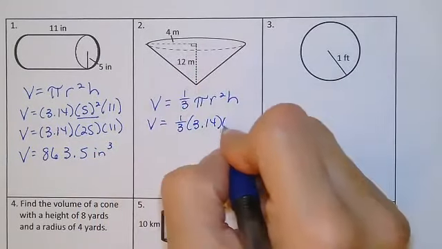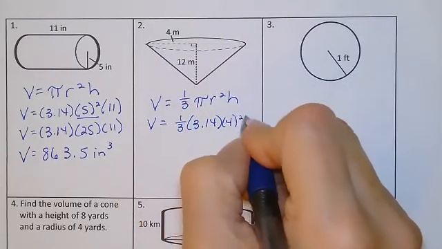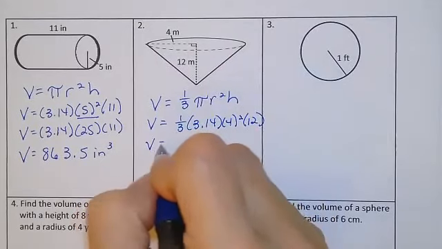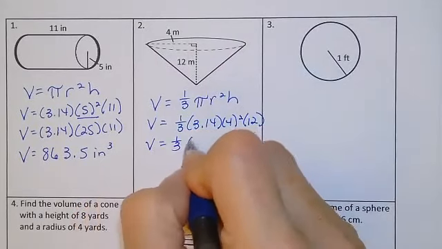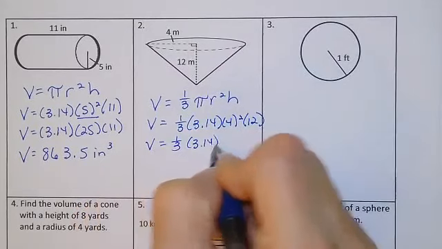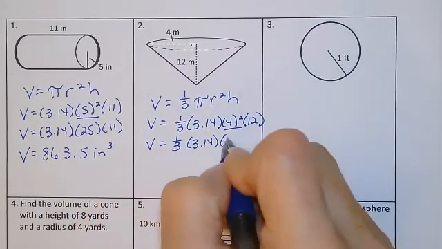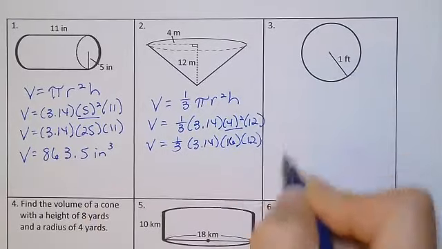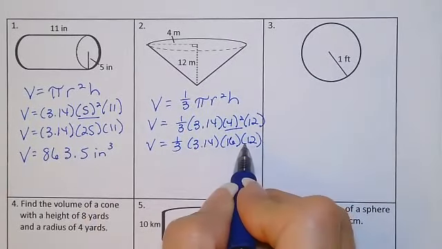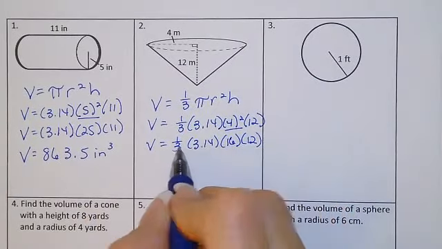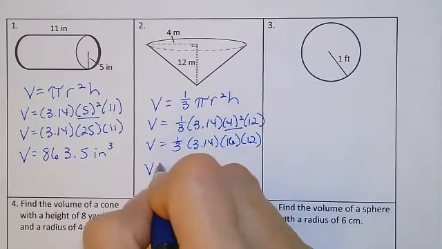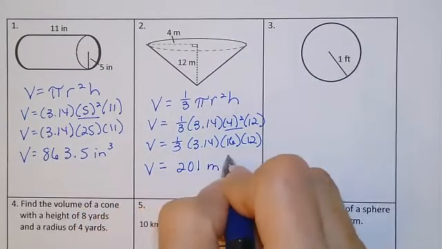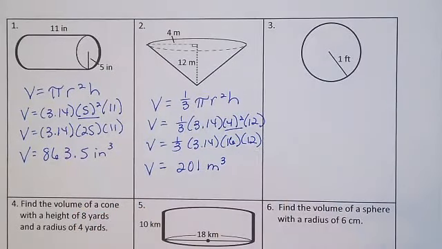Radius is 4, and height is 12. Okay, we have 4 squared is 16. And now we're going to multiply these and divide by 3. And I get 201 meters cubed.